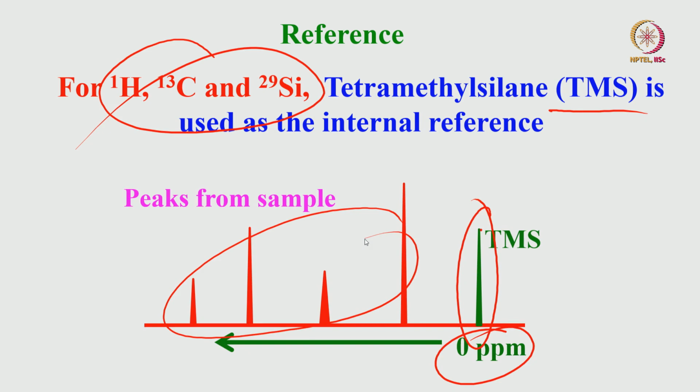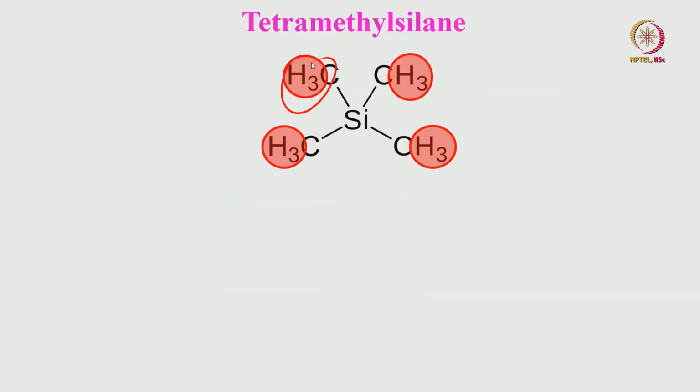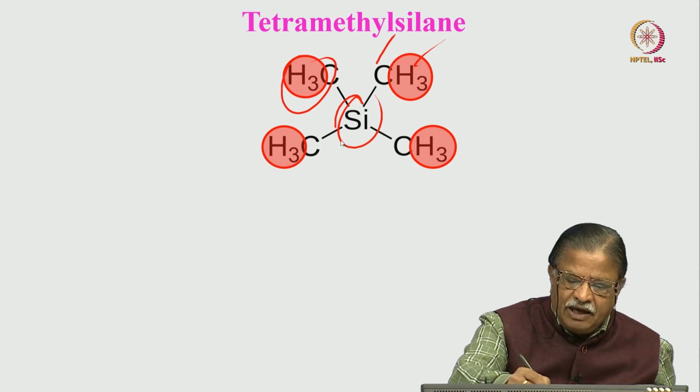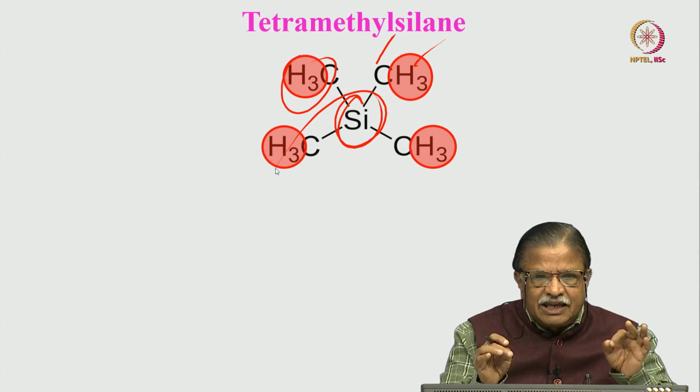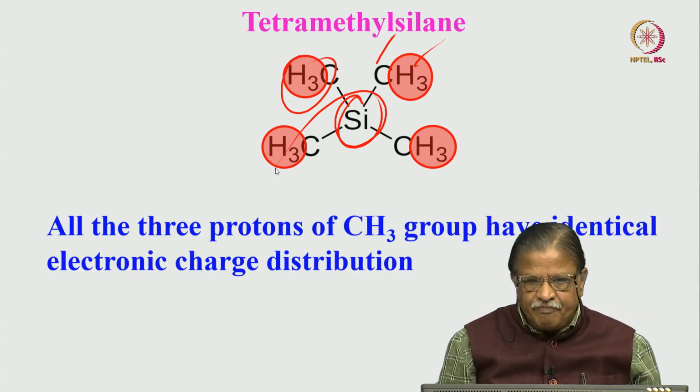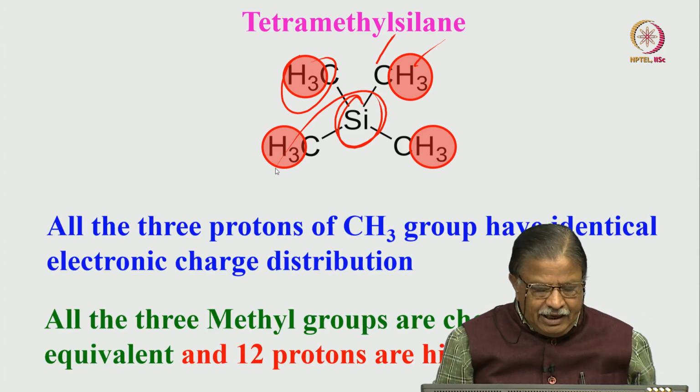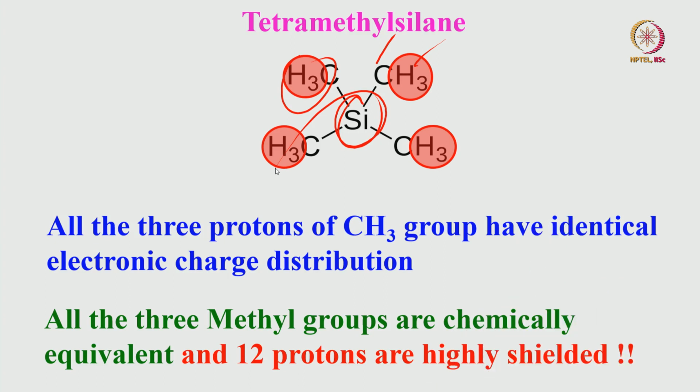So, TMS is the reference. Tetramethylsilane contains 4 CH3 groups, silicon and carbon. As a consequence, for all the 3 nuclei, if you want to detect proton, or carbon, or silicon, tetramethylsilane is used as the reference. Okay. And the interesting thing is why we use this. There are several advantages of this.